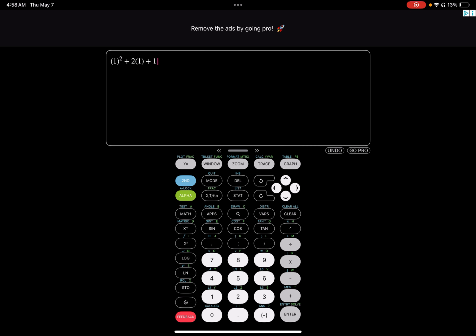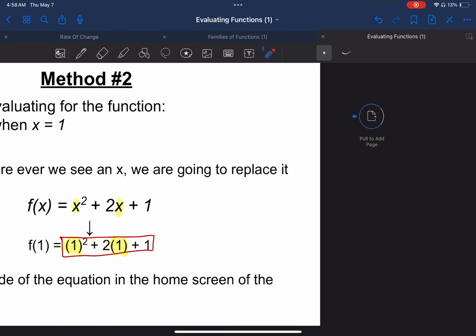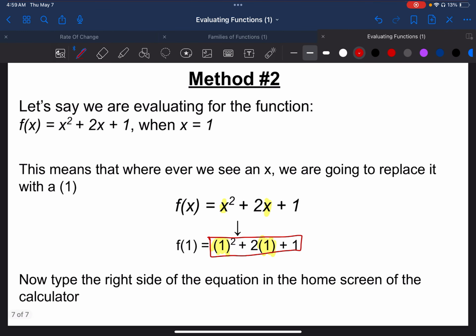Trying to zoom in, but it doesn't. And then I'm just going to hit enter. And we see that 4 that we got in the other method also. So now we can see, and I'll write it out as the last step, that f of 1 equals 4 again. And we're still using the calculator. It's whatever method works best for you. But you see that you still get the same answer.